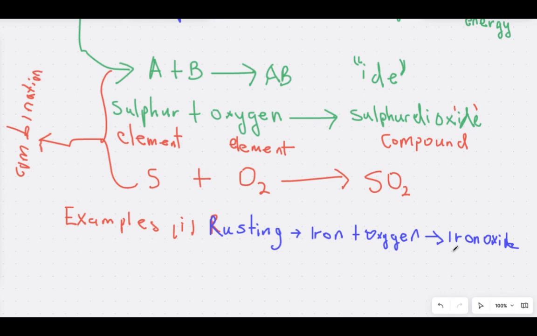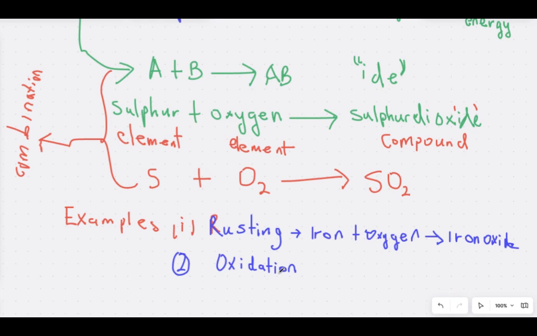When a substance combines chemically with oxygen, remember, we call it oxidation. So oxidation is also an example of a combination reaction. When any compound, substance or element combines with oxygen, we call it an oxidation reaction. Whether sulfur combined with oxygen to form sulfur dioxide, or iron combined with oxygen to form iron oxide, all of these are types of oxidation reaction.